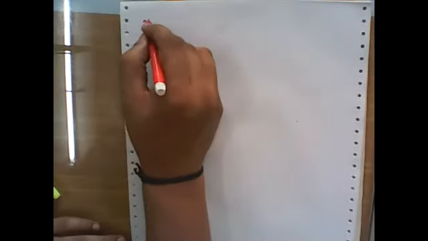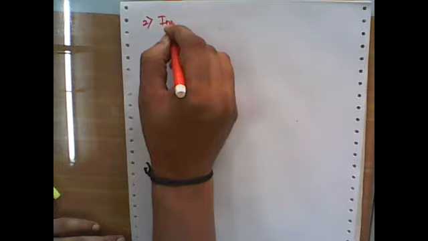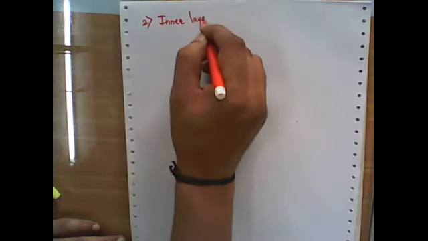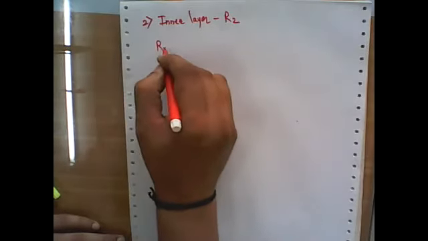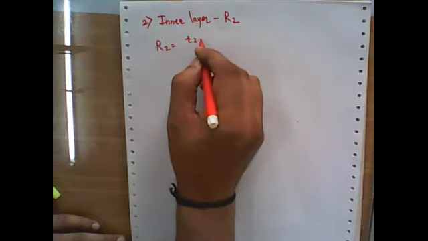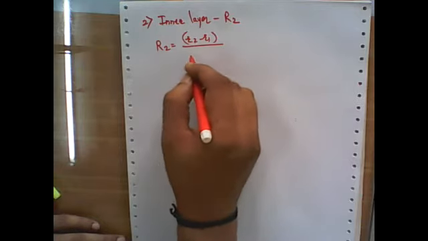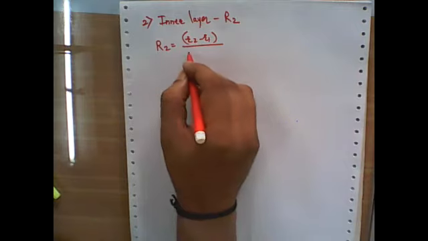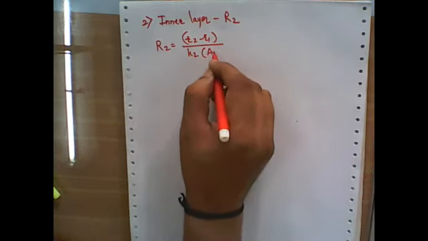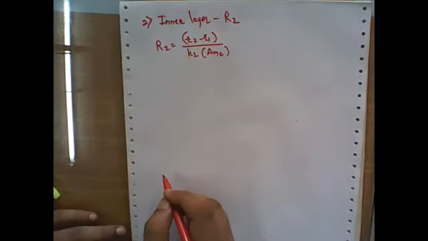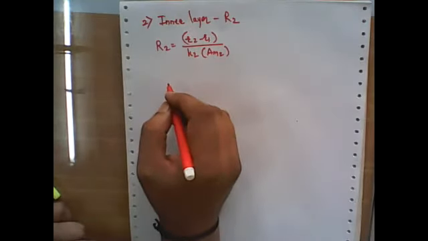In a similar way, we can calculate the second resistance, that is the inner layer resistance, and it is represented by R2, right? So how to calculate R2? We know R2 equals r2 minus r1 upon K2 AM2. So this is the basic criteria for the thermal resistance.